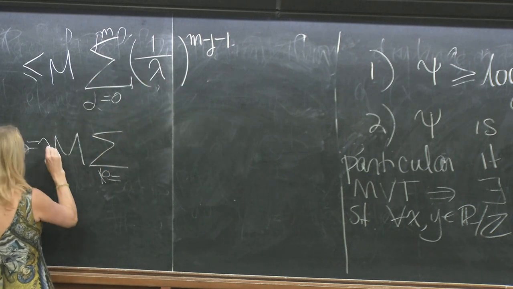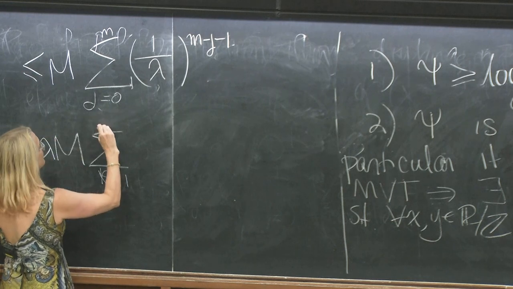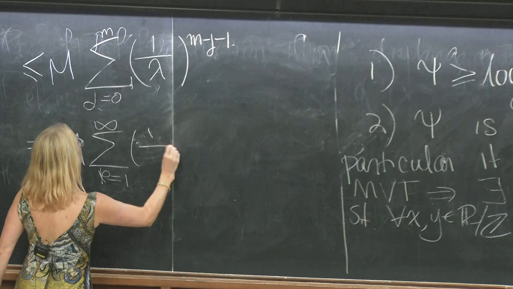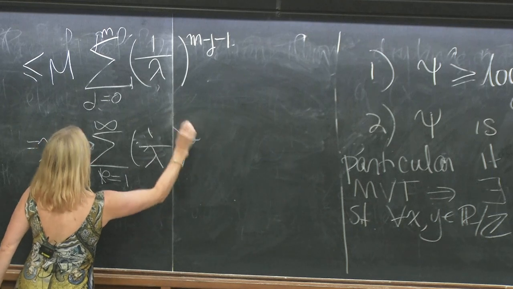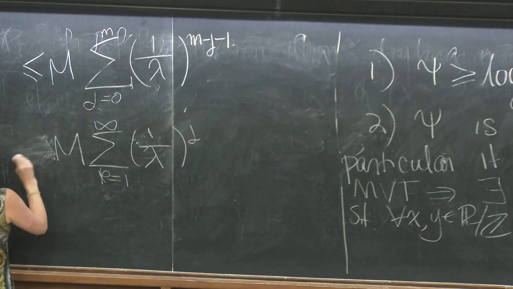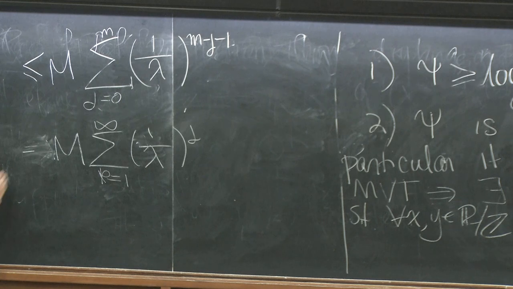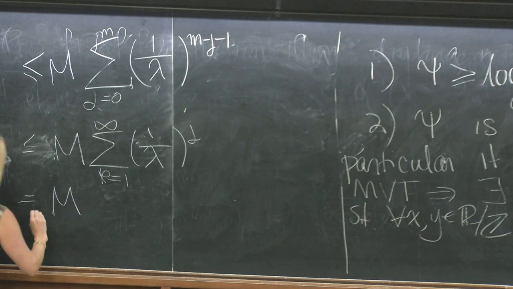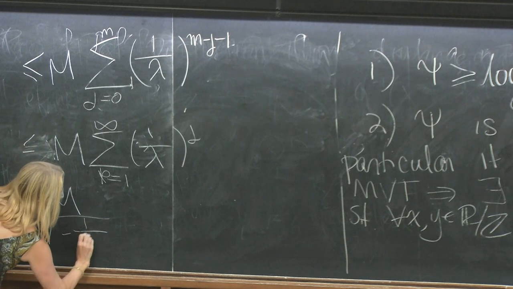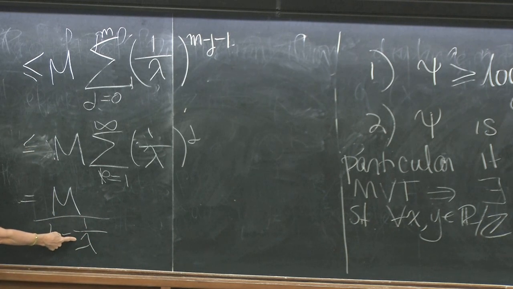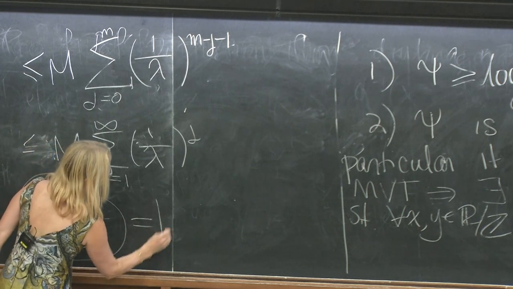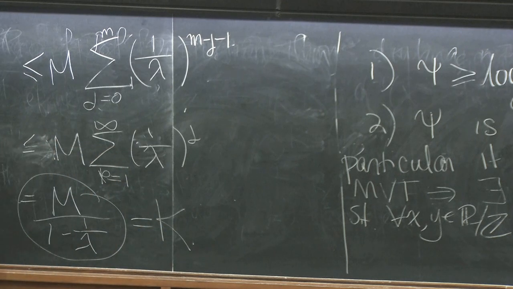Okay, this sum with k equals 1 is certainly less than or equal to this, and this is equal to m over 1 minus 1 over lambda. And because 1 over lambda is less than 1, this is a perfectly well-defined constant, and this is our K.